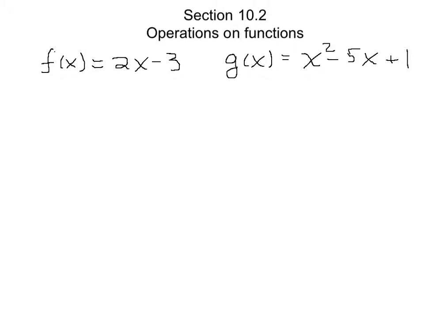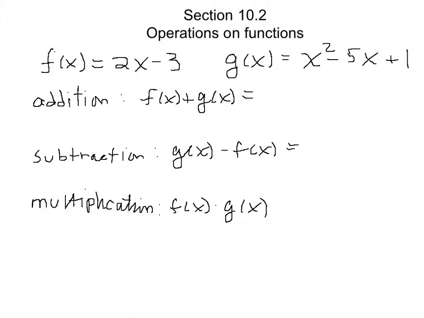Okay, so here are 2 functions, and we're going to go through the basics of adding, subtracting, multiplying, and dividing. Okay, so here we are. We'll worry about division on the next page. But adding and subtracting really is all about like terms. So before, you have been asked, how do you add 2x minus 3 and x squared minus 5x plus 1? And you just look for like terms. And we always want to write them, remember, in descending powers. So if we add these two together, we're going to get x squared minus 3x minus 2.